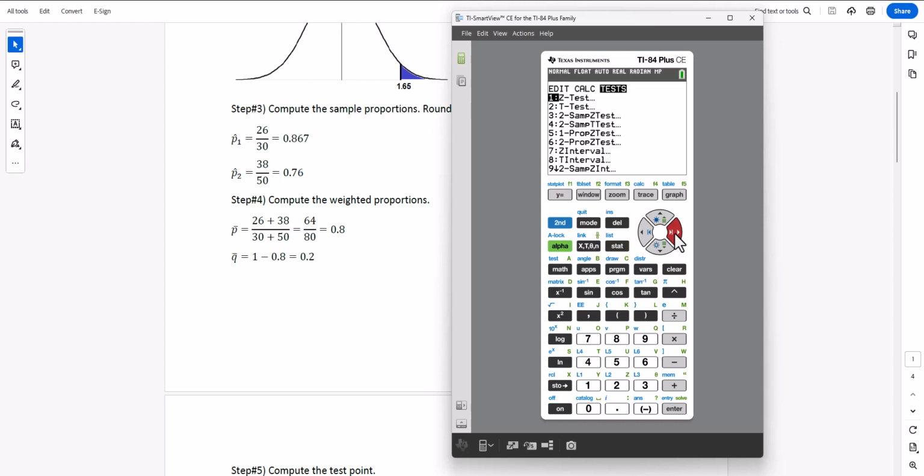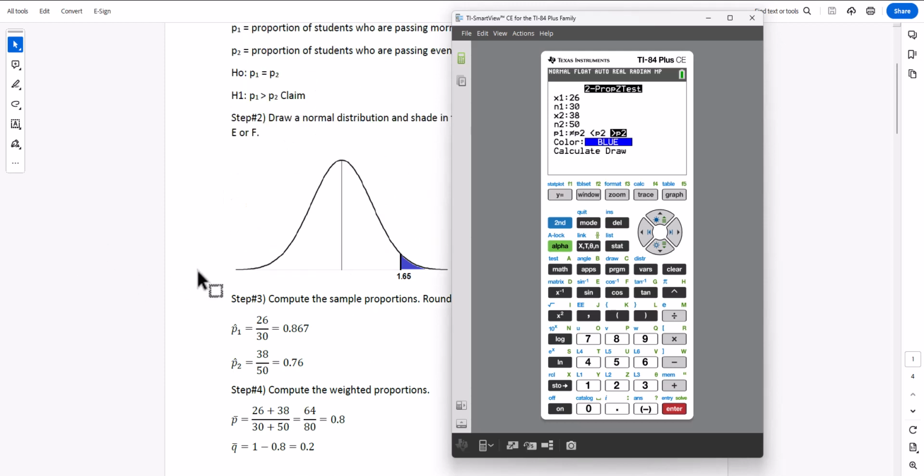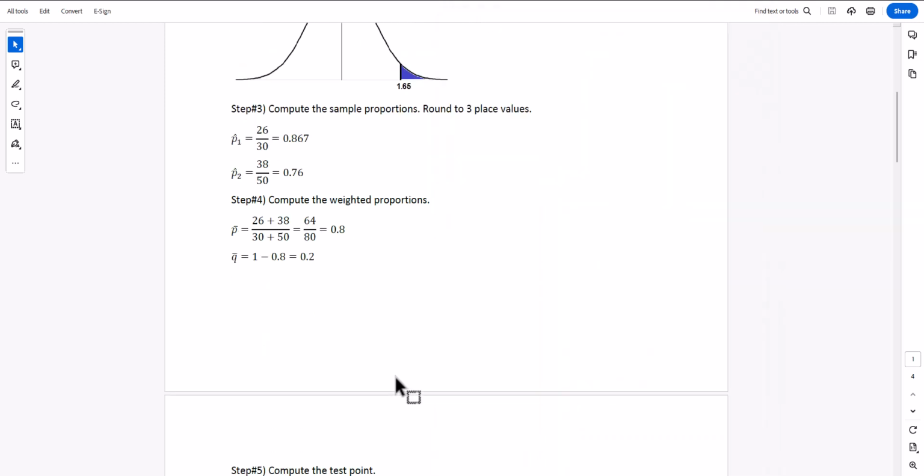Click on Stat, go to Test, and we go to option 6, the two proportion z-test. X1 is 26, N1 is 30, X2 is 38, N2 is 50, and our claim is that it's greater than, so we keep that the same, and press calculate. We get Z is equal to, now this is a little bit more precise because it's not rounding at any stage. It's 1.15, but we'll stick with the 1.16.